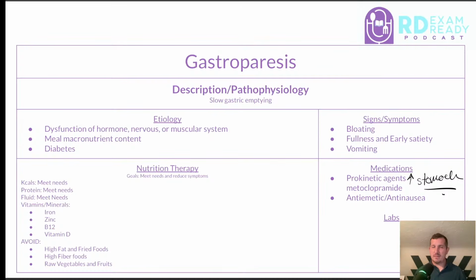For the labs, there was really nothing mentioned in the chat as far as the labs. Gastroparesis doesn't typically really affect your PO intake to the point where you're going to become malnourished. I don't think that's likely. There's usually other comorbidities that are contributing to that. So I don't think you're going to end up with really, really low labs as a result or really, really high labs as a result, unless things got really, really, really bad, in which case, maybe.